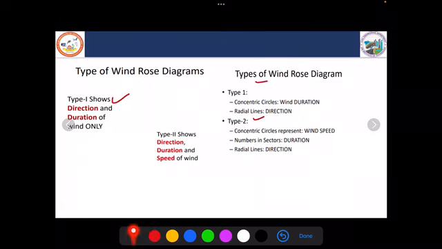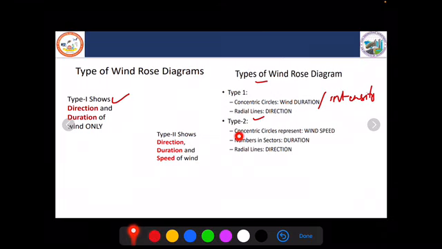As we discussed in the previous session, in the Windrose diagram of type 1, the radial lines indicate the direction of the wind, whereas the concentric circles represent the wind duration. So in type 1, we can only consider two parameters, wind direction and wind duration, or sometimes we can also consider the wind intensity or velocity of the wind.